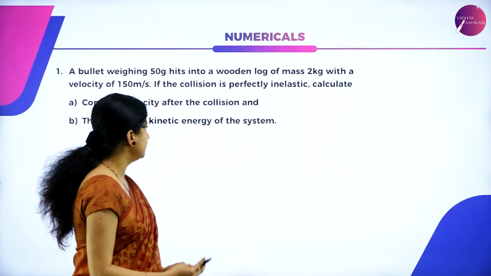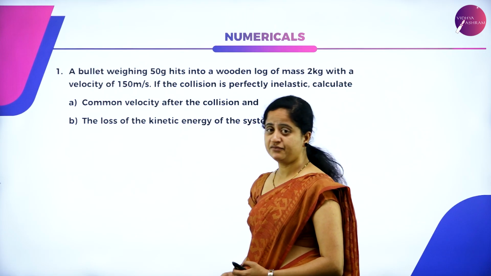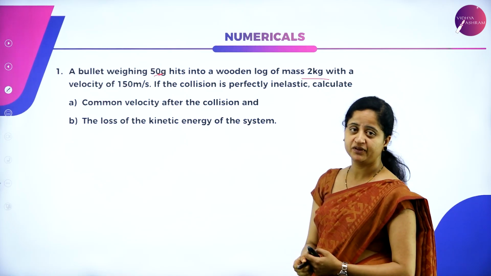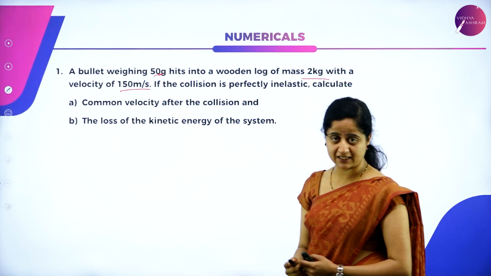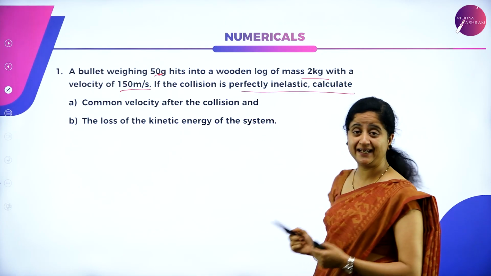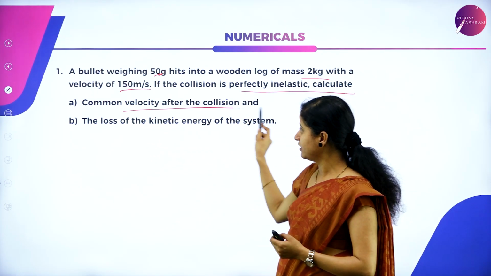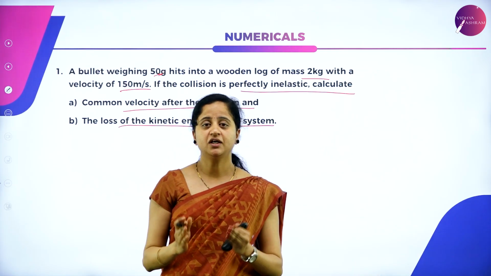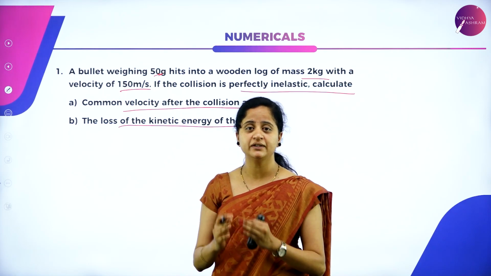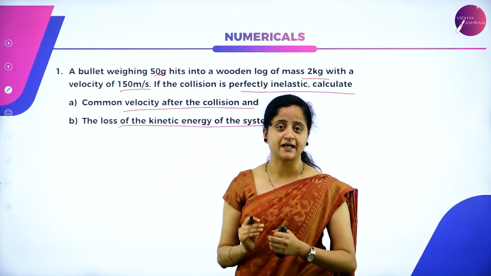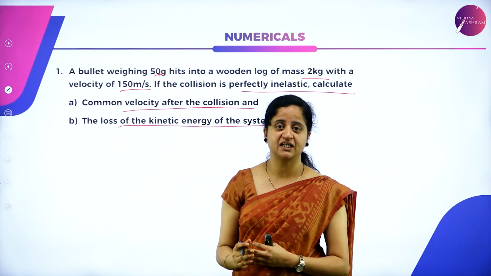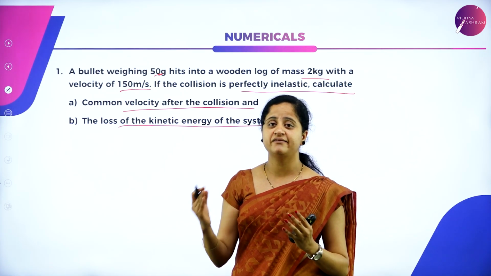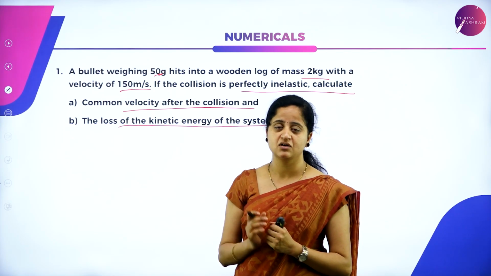We begin with the first problem: a bullet weighing 50 grams hits a wooden log of mass 2 kg with a velocity of 150 meter per second. If the collision is perfectly inelastic, calculate the common velocity after the collision and the loss of kinetic energy of the system. We are talking about inelastic collision here, where only momentum is conserved but not the kinetic energy. If there is no conservation of kinetic energy, then we can take the difference between the kinetic energy of the system before collision and after collision, and find the loss of kinetic energy.